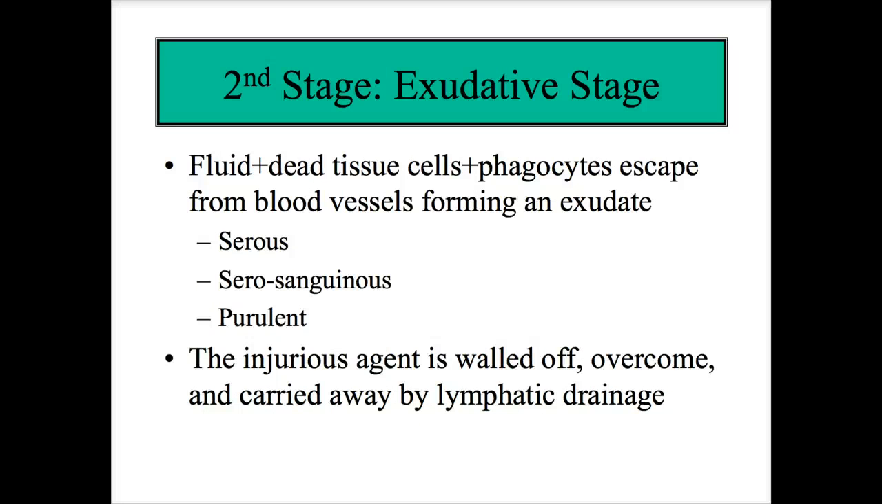So you want to know the second stage is exudate. Just what happens, fluid and dead tissue cells and phagocytes escape from the blood vessels, forming exudate. And the key here in exudate is that it means drainage. You as the nurse do assess the color, quality, and state of the drainage from any wound. So you need to know these terms. What is serous? What is serosanguinous with blood? And what is purulent, cloudy or green or yellow drainage?